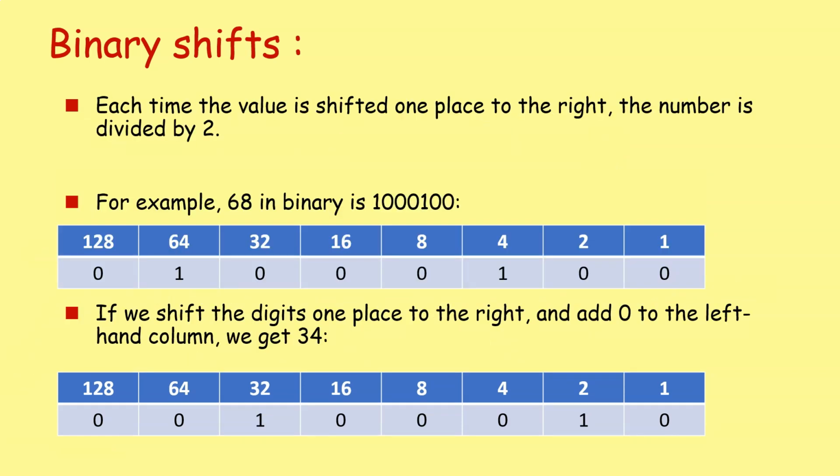Let's look at doing it in the opposite direction. Each time the value is shifted one place to the right, the number is divided by 2 rather than multiplied by 2. So let's take a look at a simple example. We're going to look at the number 68, which in binary is 01000100. So again, we're going to shift this one place to the right and add 0 to the left-hand column, which is going to give us 34.